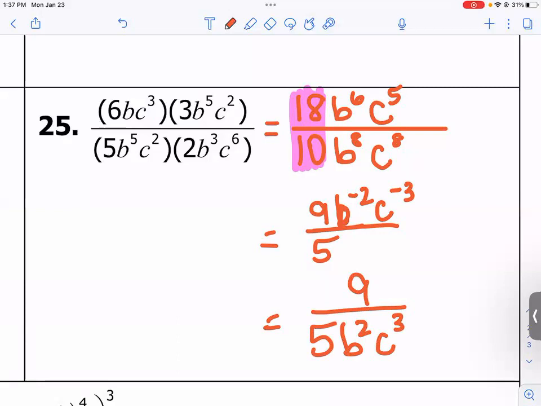Guess what your homework is? Page 13. Page 13.